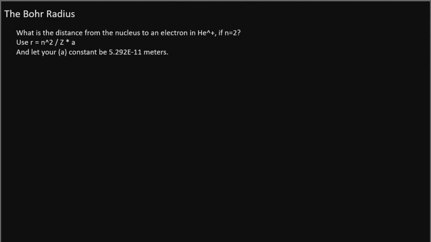We can also find the radius at which that electron orbits the nucleus. Here we have the same helium plus and the same level. Now, anytime an electron orbits the nucleus, we'll have a certain radius or distance between the nucleus and the electron. We'll label this R. Now, this distance depends on both the level and the number of protons.